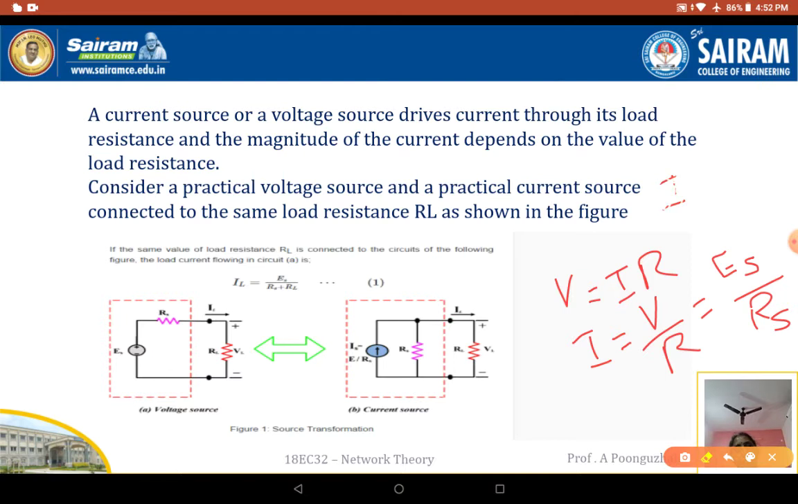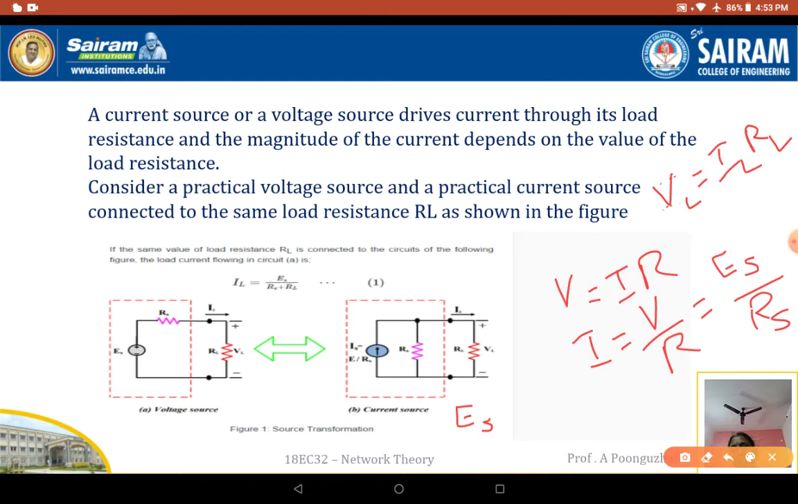I want to find out my VL. So VL is nothing but, so VL is equivalent to IL into RL, the load current into the load resistance RL. We know that IL is nothing but the total voltage. That is going to be, if I am going to apply my KVL, so minus to plus, so minus to plus is going to be a plus ES.